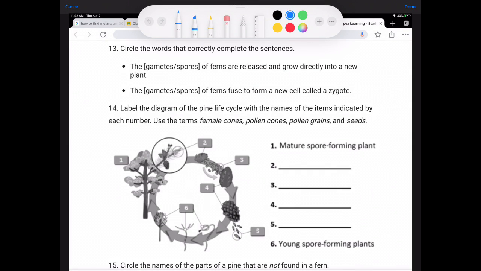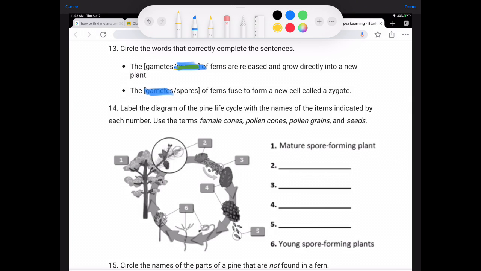Circle the word that correctly completes the sentence. The gametes or spores of ferns are released and grow directly into a new plant. So this is spores. Oops, I thought I had the highlighter on. Spores. The gametes or spores of ferns fuse to form a new cell called a zygote. This one is gametes.